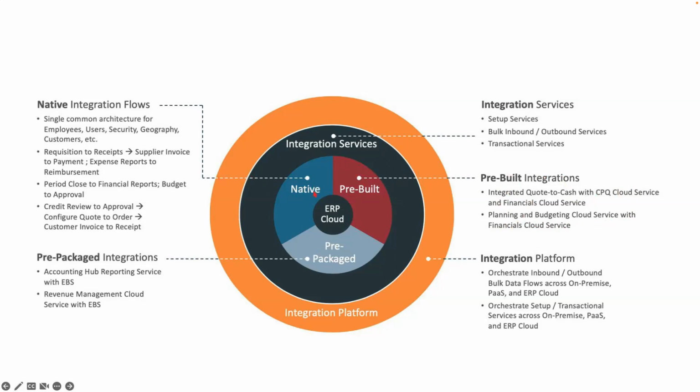And then you have native integration. These are things that are in between the applications themselves. And these include things like your employees, the users' details that are shared with employee security, geography. You have integration between modules where data is shared, and that ensures the flow from one part of the application to another. So you've got all of these areas within the integration space.